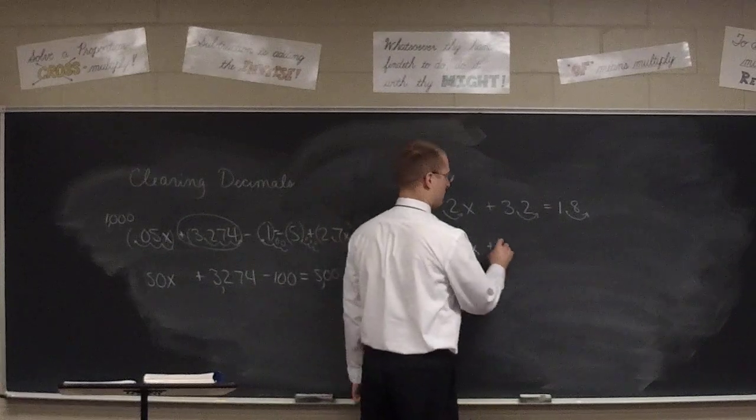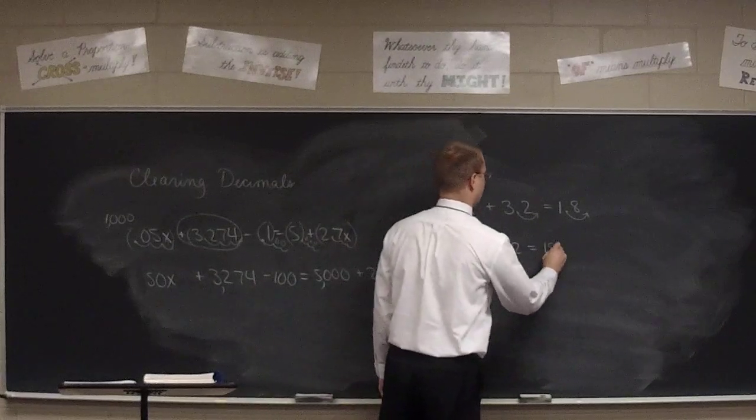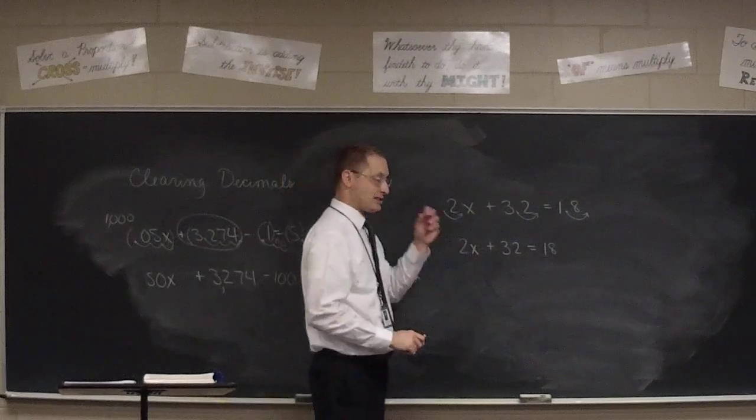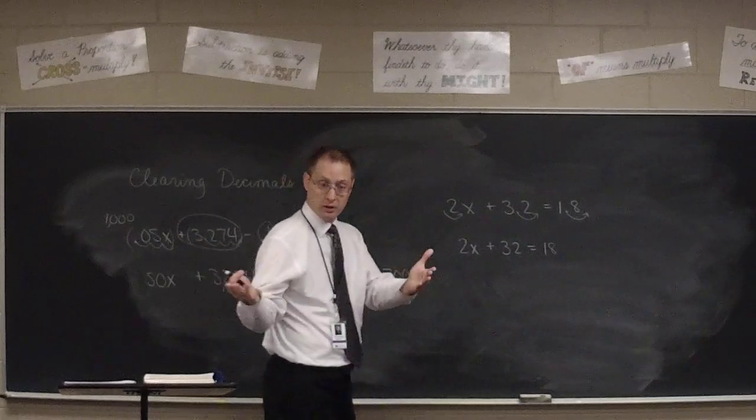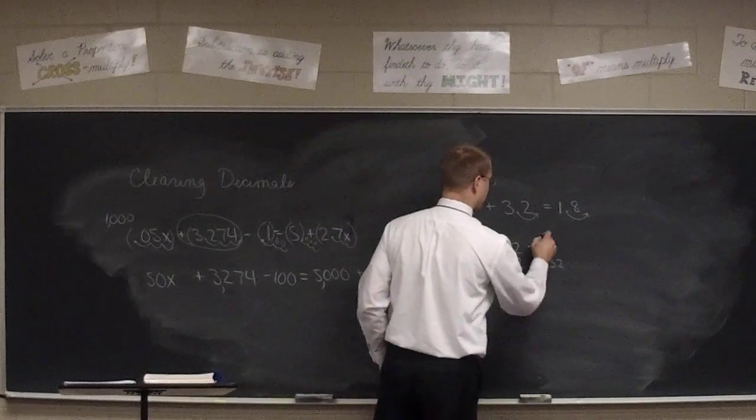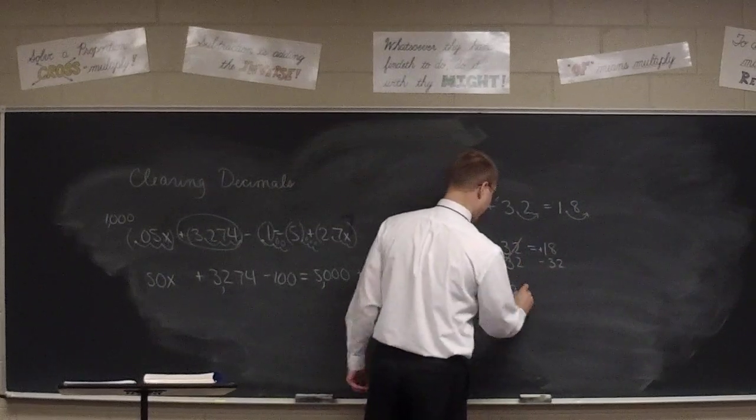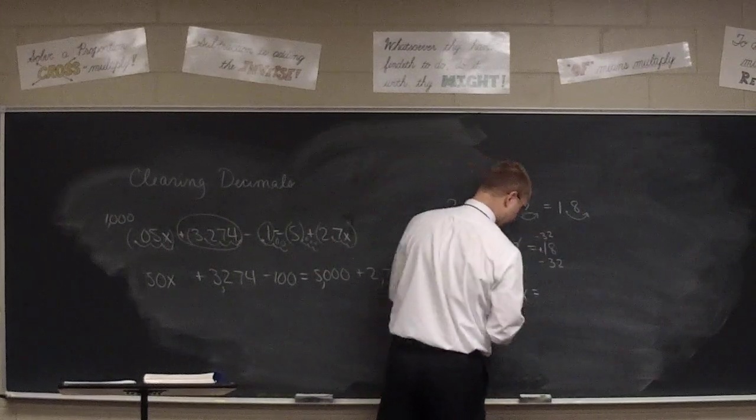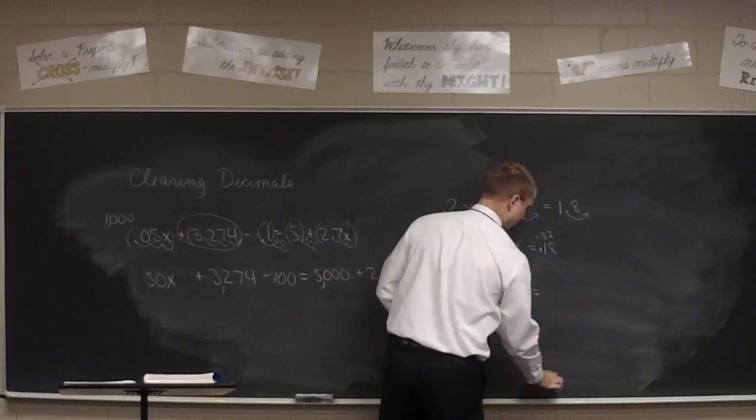2x plus 32 equals 18. There we go. Now I've got nice, ordinary, common numbers again. To solve, class, I would need to put a negative 32. Now I've got 2x equals, let's see, negative 32, positive 18. Let's put the negative 32 above the positive 18, make it easy to borrow.